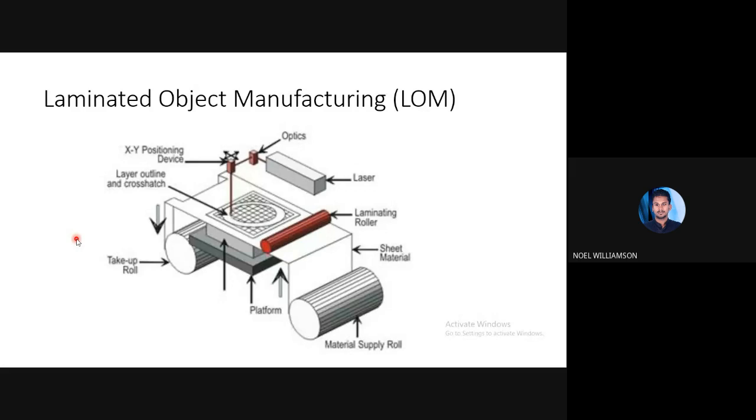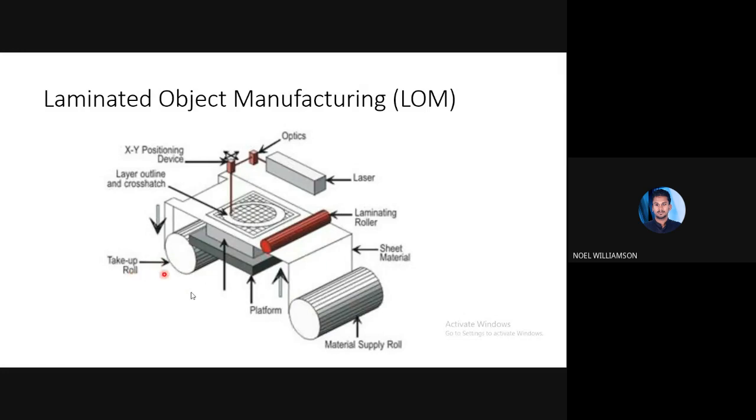Laminated object manufacturing. So what is the manufacturing operation? This is also a type of additive manufacturing, in which layers are added one by one. Now we'll see how we can manufacture a product using laminated object manufacturing. So here, this is the experimental setup, and you can see two rollers.